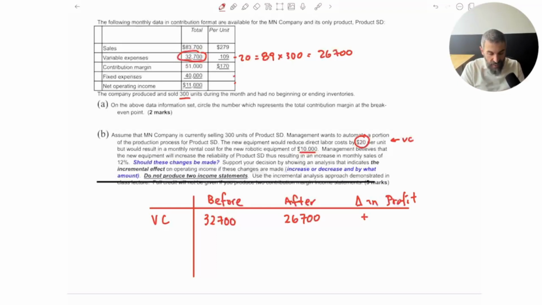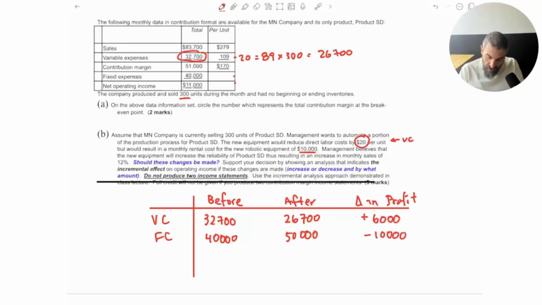So that's what an incremental analysis is. It's when you go line by line, basically looking at how each element affects profit. So because this is an expense that's being reduced, profit would go up. But then your fixed costs, which are 40,000 before, would actually go up to 50,000 because of that new equipment. So this would be negative for profit by 10,000.